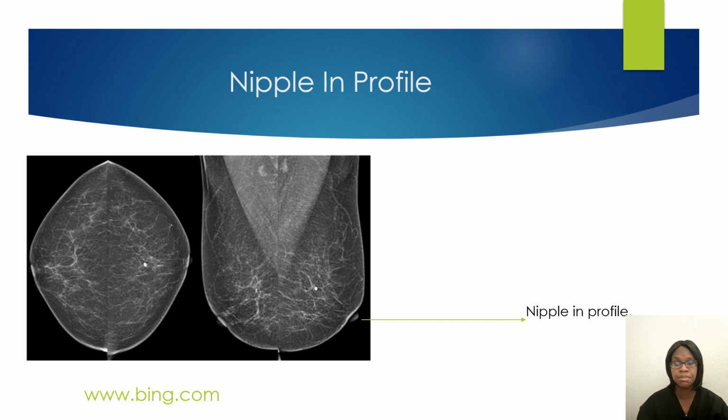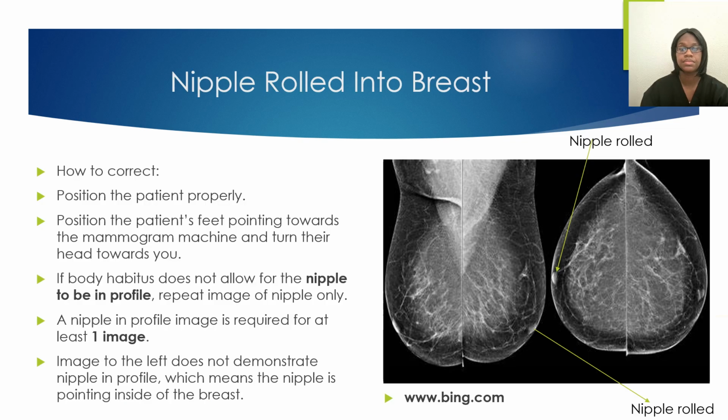This is an example of a nipple in profile image, where you see the gray arrow going to the nipple. And then on this one, you see that the nipple is rolled. So this is an example of how you see a nipple is rolled and when to take another one.